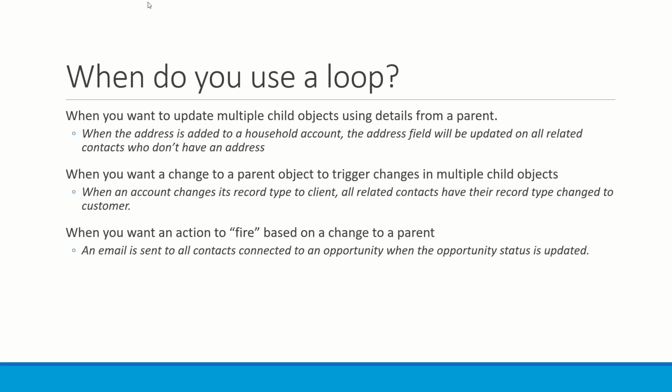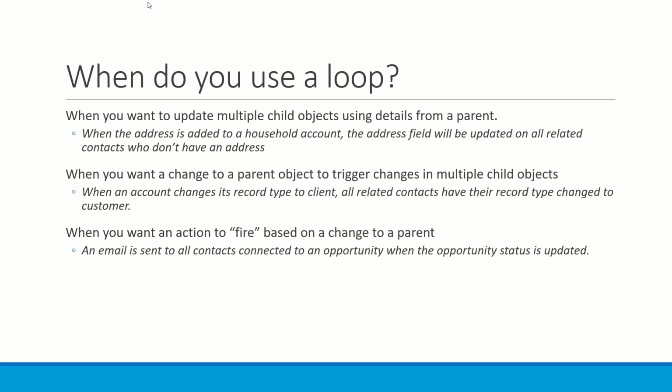And there are many more reasons for this, but here are three that I came up with that I think are pretty significant. First, when you want to update multiple child objects using details from a parent. So when the address is added to a household account, the address field will be updated on all related contacts who don't have an address. That's a great example of it.